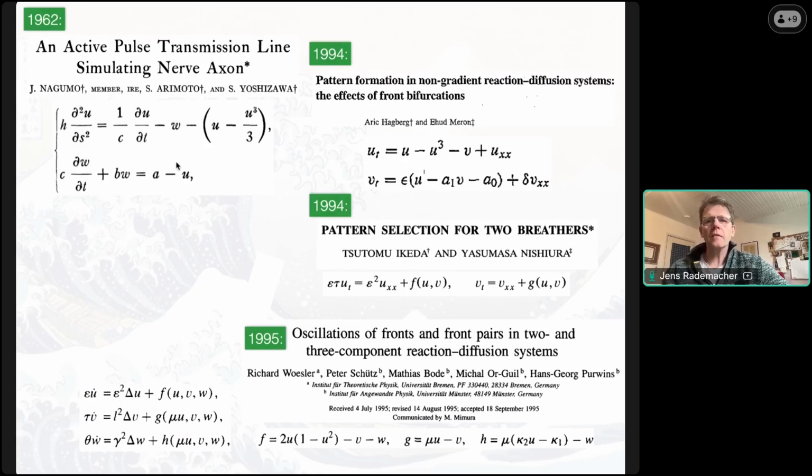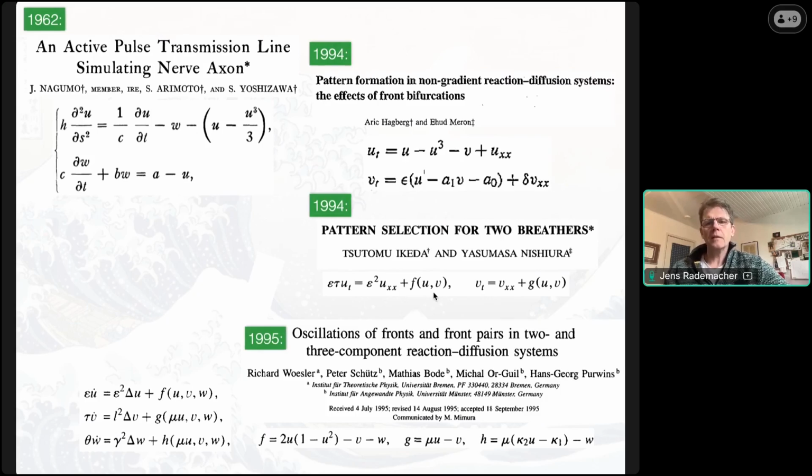This is kind of the classical form, and this cubic nonlinearity is very typical in other cases, and we'll get to where this comes from and why potentially. Let me just continue with the model classes here. On the right, there's a model by Hackberg and Maron, which also has this cubic nonlinearity. All other terms are linear, slightly different form, but here you already see this doubly diffusive nature. And then there is a more general class of equations that Ikeda and Nishihara have looked at, where these nonlinear terms or this coupling is more general.